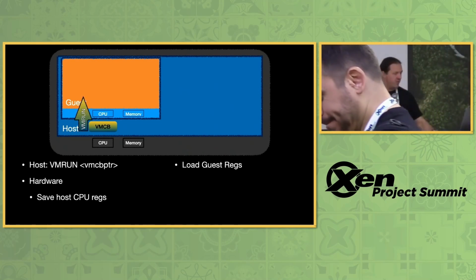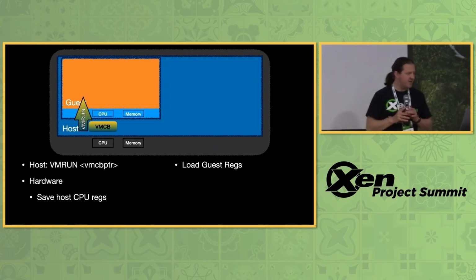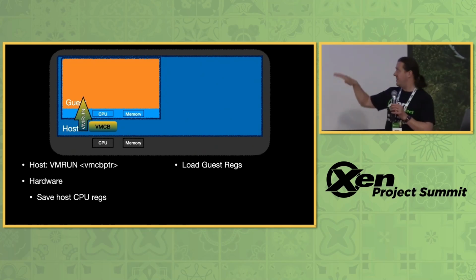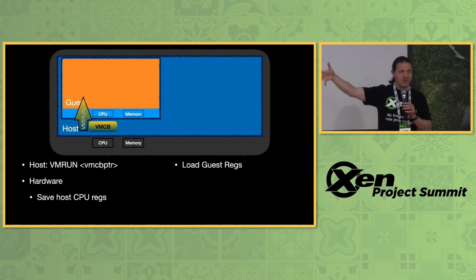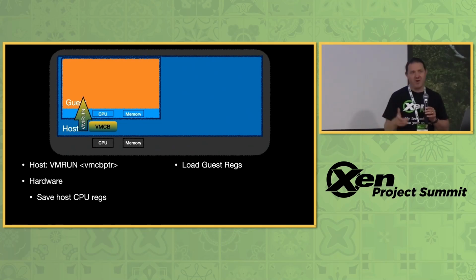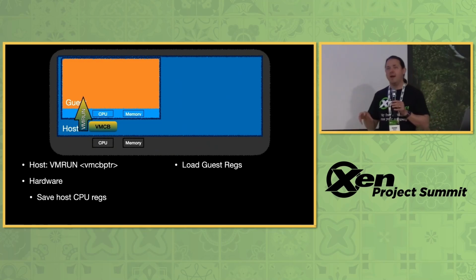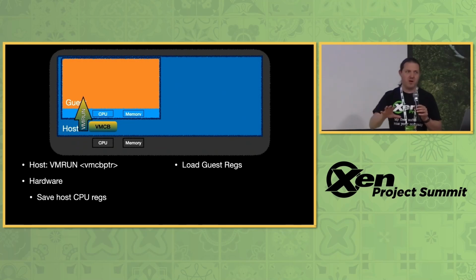So what you do when you want to run an L1 is you write into the VM control block the guest state that you want to start running in. You set the intercepts that you want to be told about, and then you execute what's called a VMRUN. The hardware will then copy the host CPU state somewhere, probably into the VM control block, but as explicitly said, it might be anywhere. And it copies the guest state out of the VMCB into the CPU state, and it begins to run.